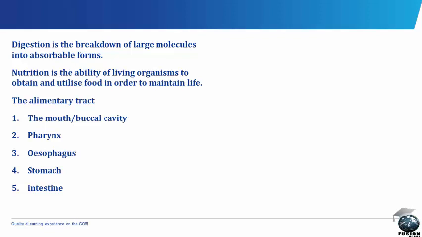The main parts of the alimentary canal are the mouth or the buccal cavity, the pharynx, the esophagus, the stomach, and the intestine. The alimentary tract is equally referred to as the digestive system.